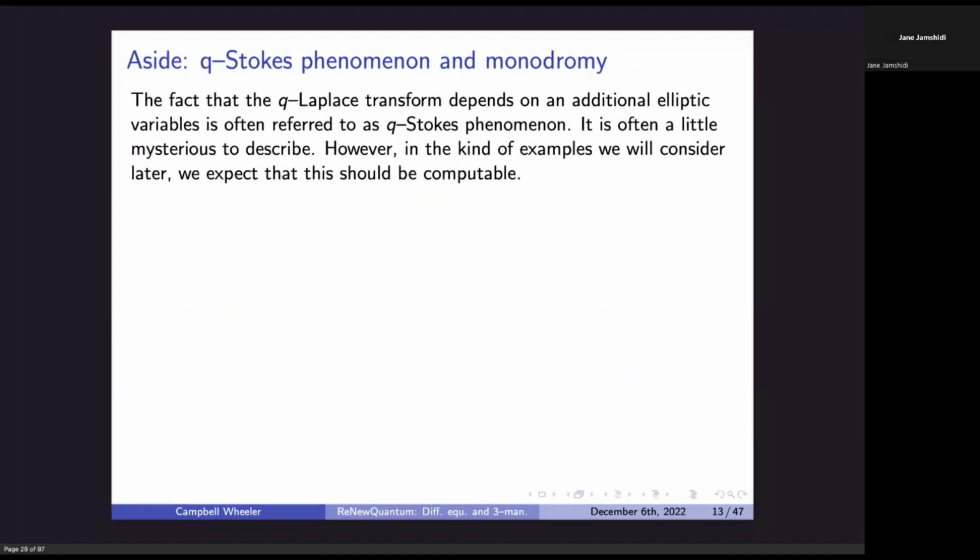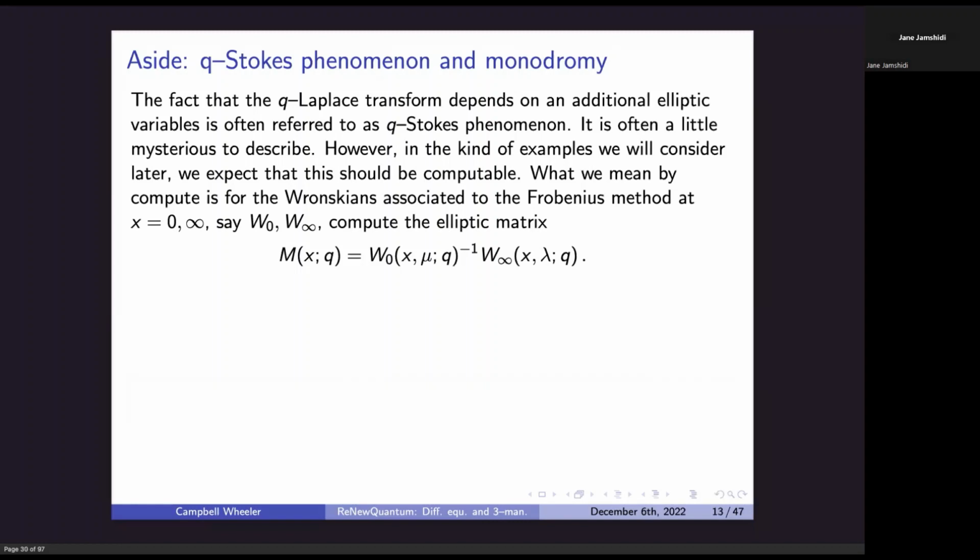Okay, so then just a quick aside before I go on. As I mentioned, this lambda appearing should be related to the so-called Q Stokes phenomenon. And earlier this year, me and Stavros wrote a paper where we looked at this in some examples coming from knots. Normally this Q Stokes phenomenon is a little mysterious, but in these examples coming from knots, we can actually really compute things. And so what I mean by that is, before I gave you the ansatz to solve the difference equation around x equal 0, we can also apply the Frobenius method to the top of the Newton polygon and get a solution around x equal infinity. And then I can construct two Wronskians, again, as actual functions using Q Borel resummation. And I can take their quotient.